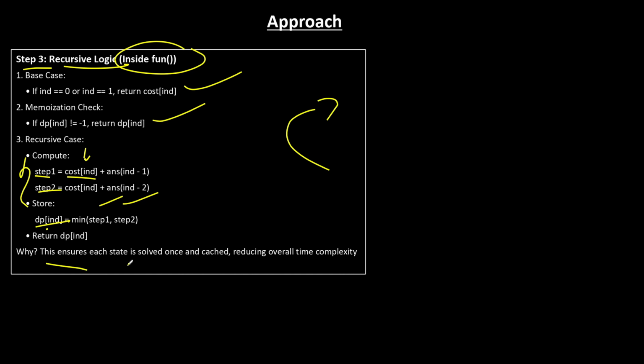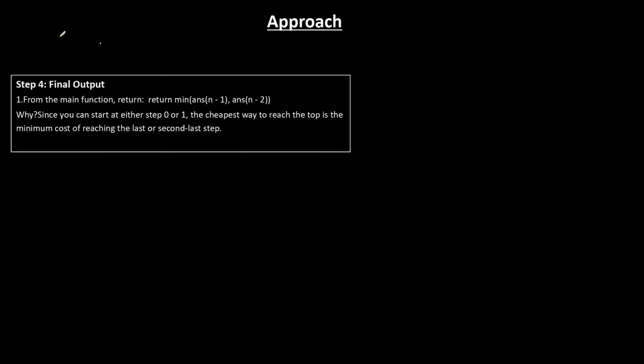This ensures that each state is solved once and cached, reducing overall time complexity. And after doing all the recursive calls in the base function, we already know that we call the fun, or answer, whatever the function name is.